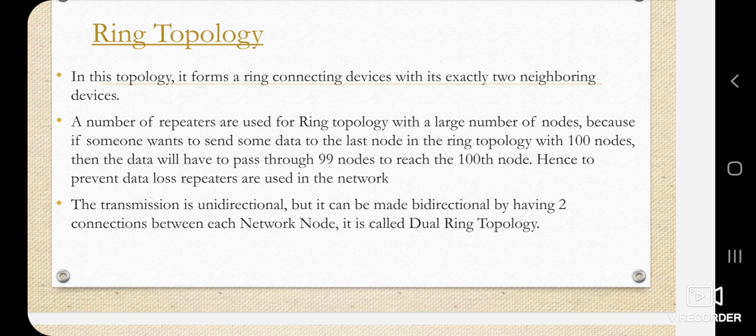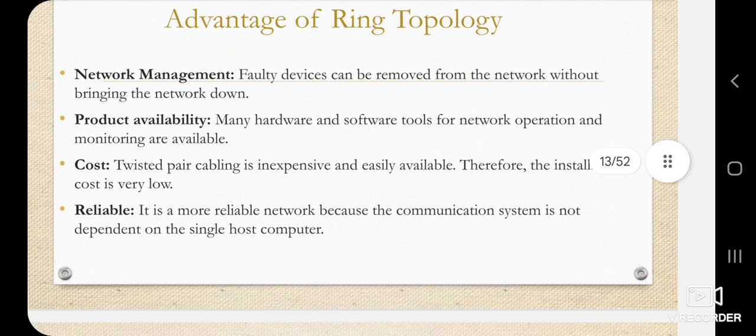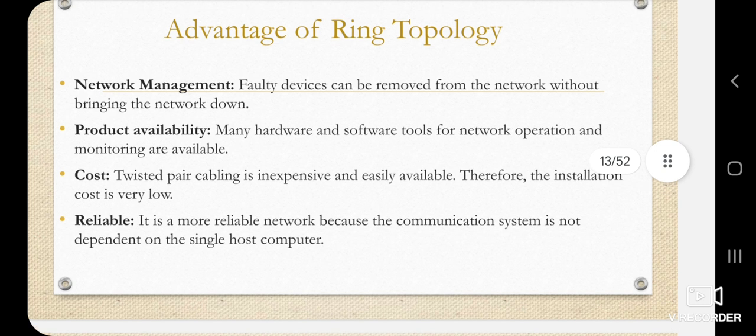The transmission is unidirectional, but it can be made bidirectional by having two connections between each network node. It's called dual ring topology. Advantages of ring topology: network management. Faulty devices can be removed from the network without bringing the network down. Product availability. Many hardware and software tools for network operation and monitoring are available. Cost. Twisted pair cabling is inexpensive and easily available. Therefore, the installation cost is very low.